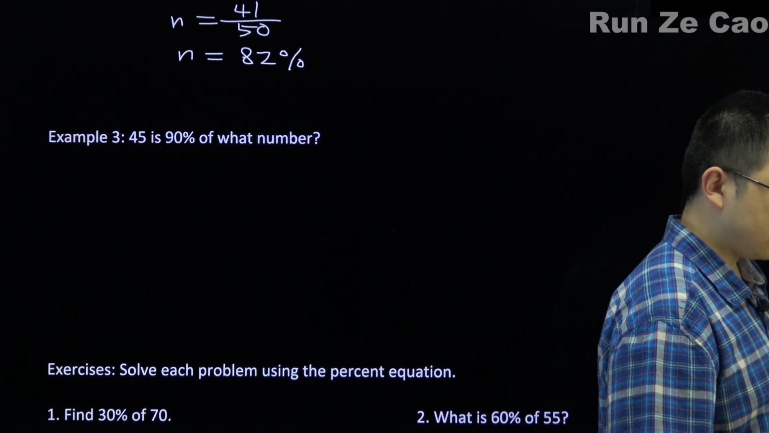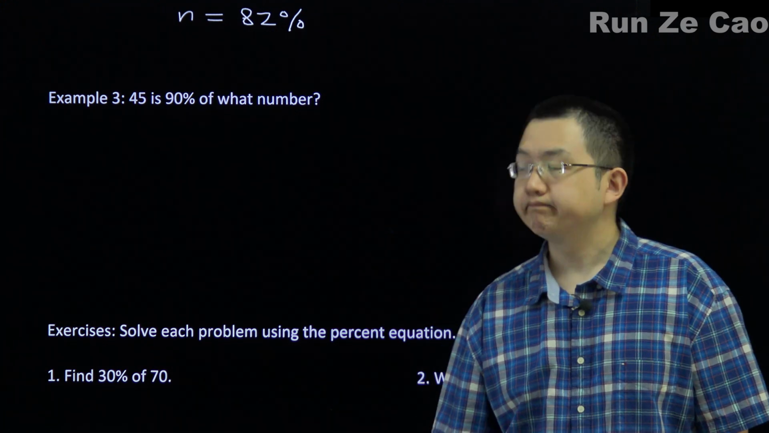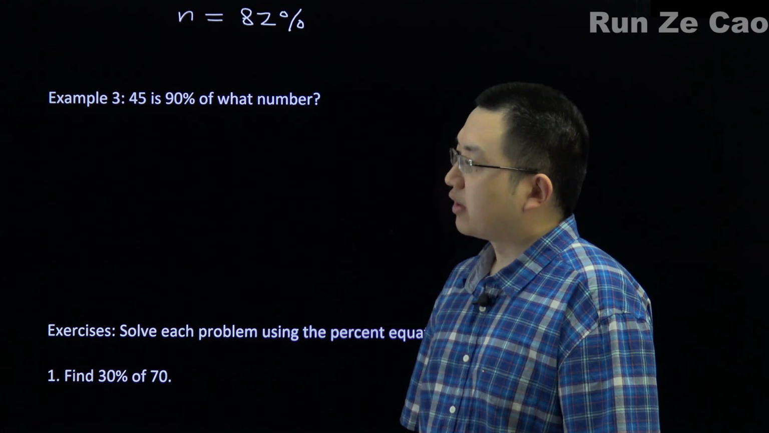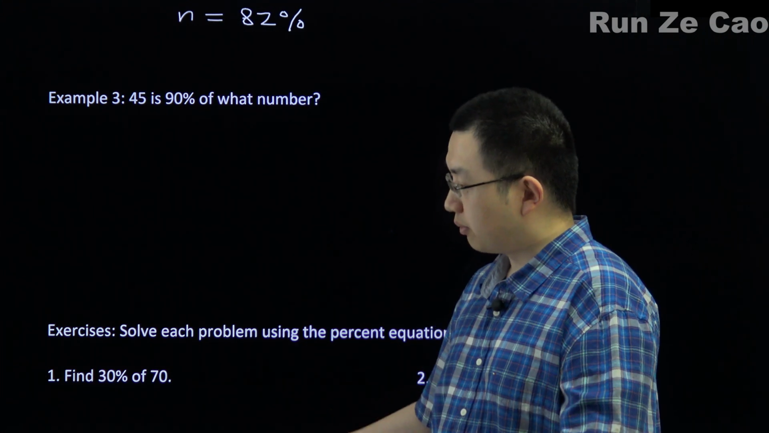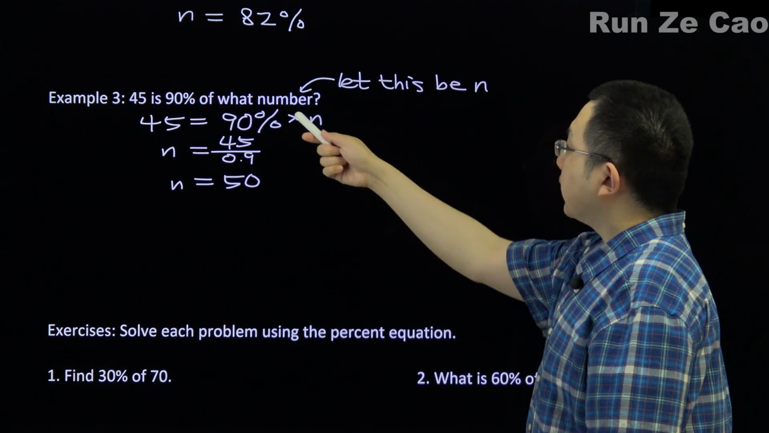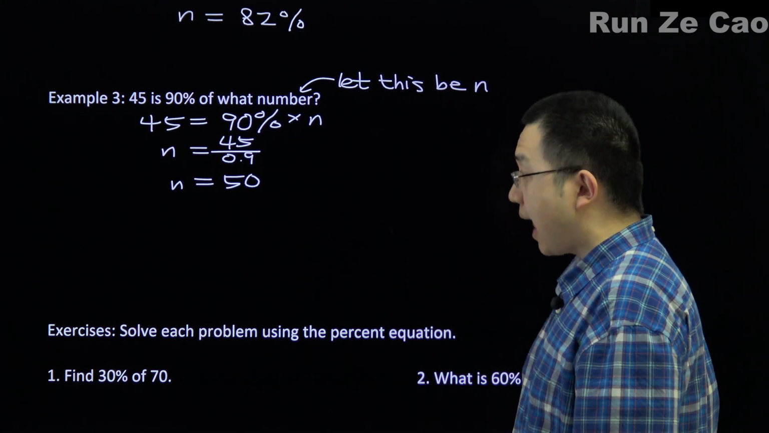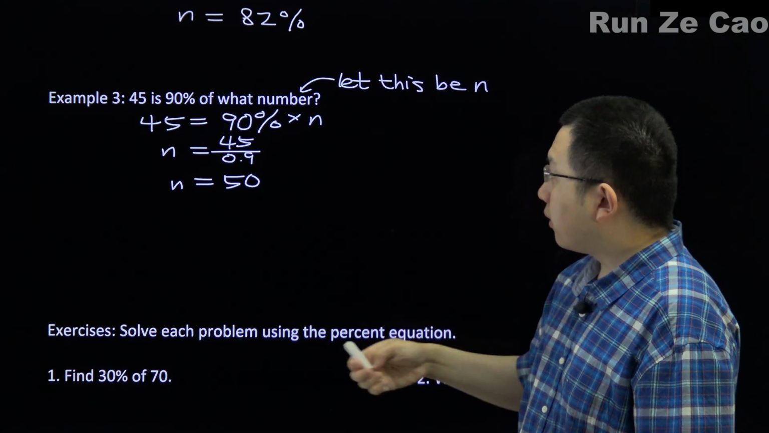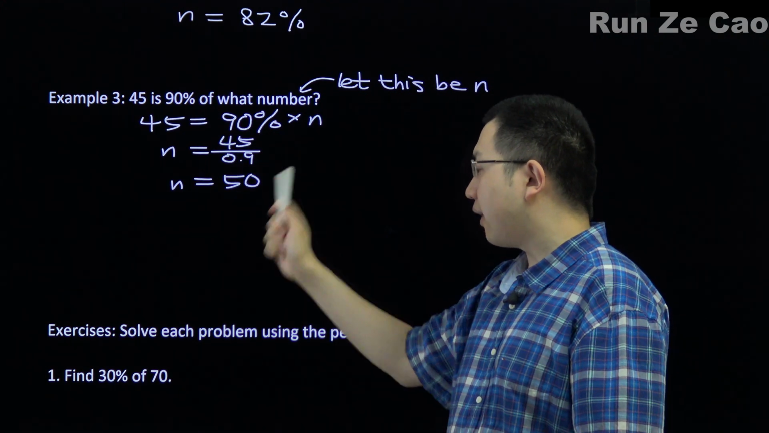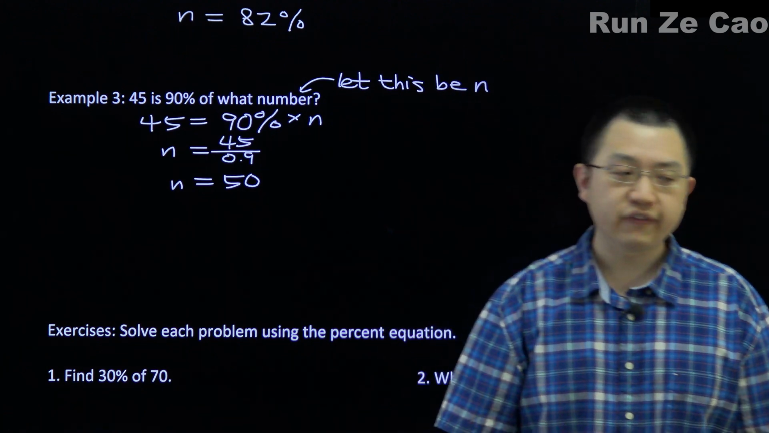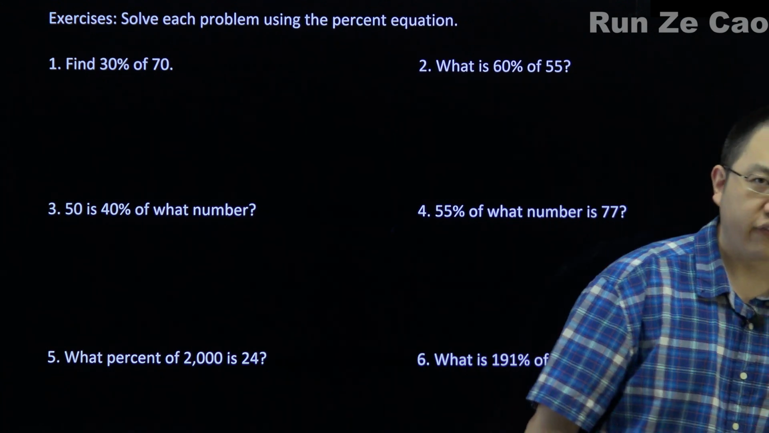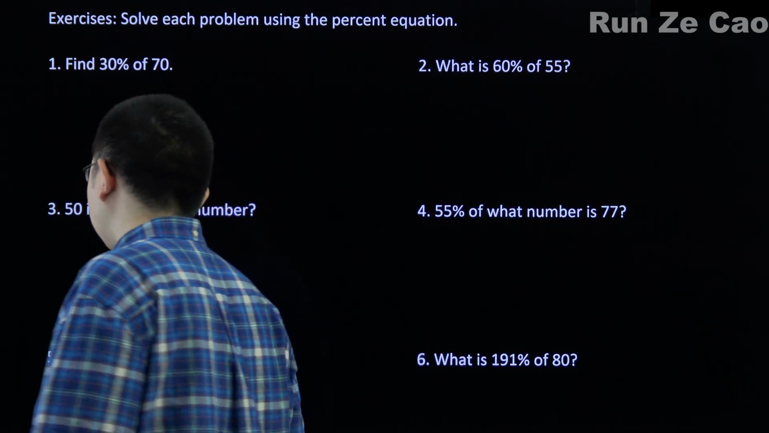45 is 90% of what number? Yeah, okay, it's pretty obvious. 45 is 90%, or 0.9, of 50. So we let this unknown number be n, and then 45 is equal to 90% times n. n is equal to 45 divided by 0.9, so n is equal to 50. This is just the same old rearrangement of the formula that we dealt with earlier.